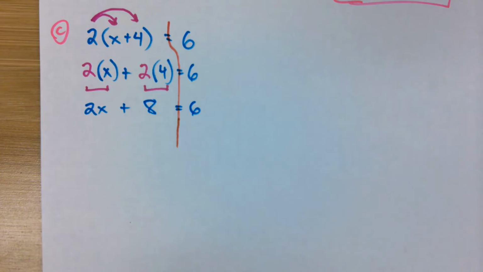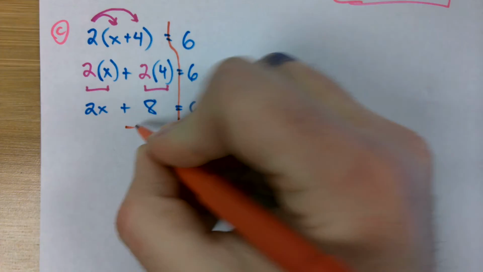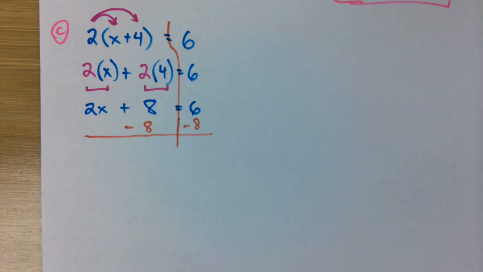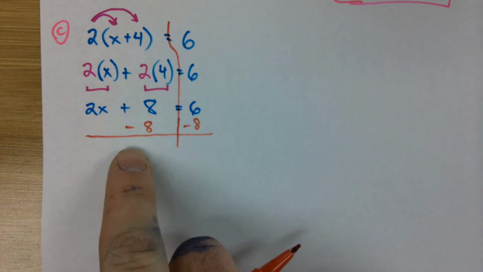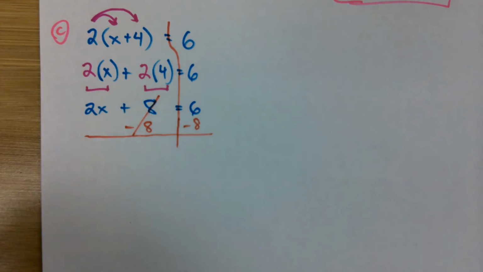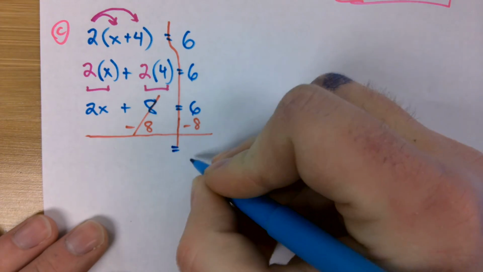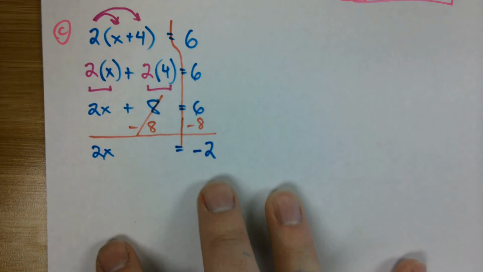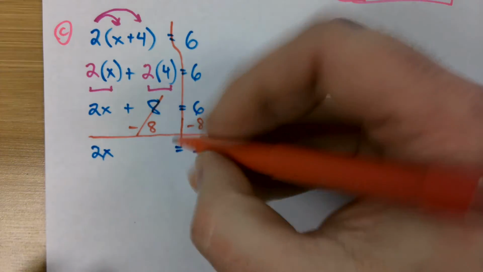What's the first inverse operation that we want to perform here? We're going to minus 8 from both sides. Draw our line underneath. What's 8 minus 8 going to be? 0, right? They cancel out. And then 6 minus 8 gives us what? Negative 2. 2x on the far left stays the same.